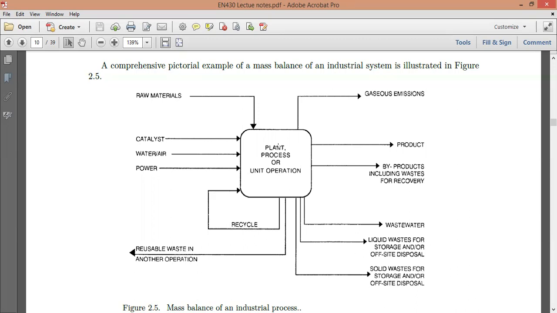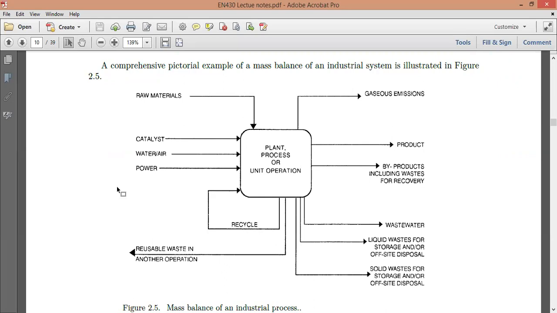So it gets complicated here now where you recycle. What comes out, you take back inside, like with the mining industry, that's common. What's coming out is now taken back inside the plant. And then also here as output, you have reusable waste in another operation. So you see how complicated it gets. The calculations are much more complex here because you have a lot coming in and a lot going out.